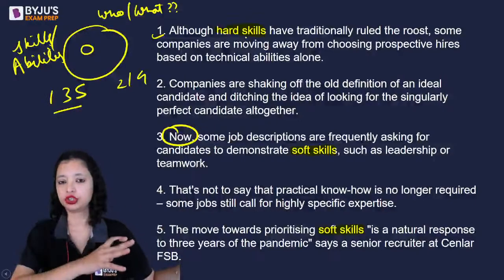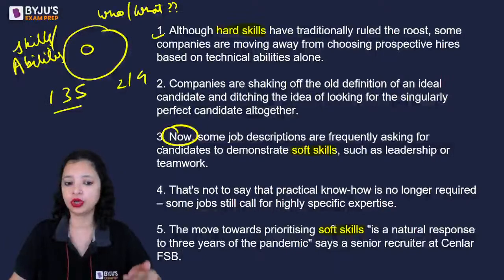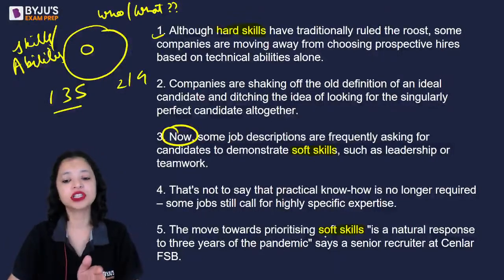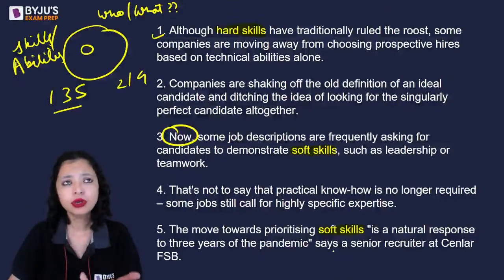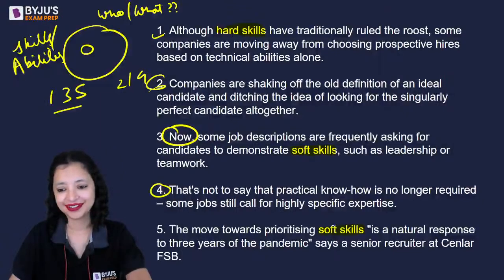Introduction to traditional methods, and now we have soft skills. 2 statements talking about soft skills coming together, 3 and 5. That the move towards prioritizing soft skills is a natural response to 3 years of pandemic. So it's natural we need soft skills. We don't need hard skills. After that, will 2 come or 4? No, Samarth, it's going to be 4th.